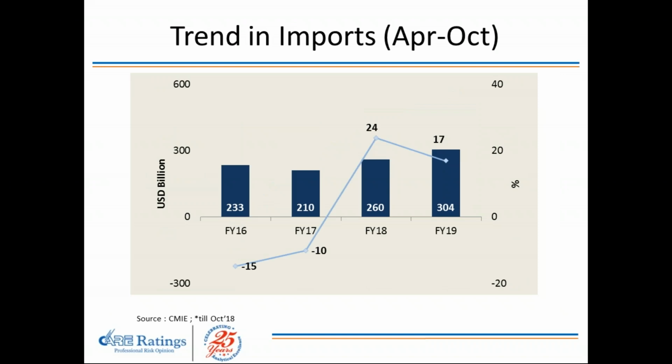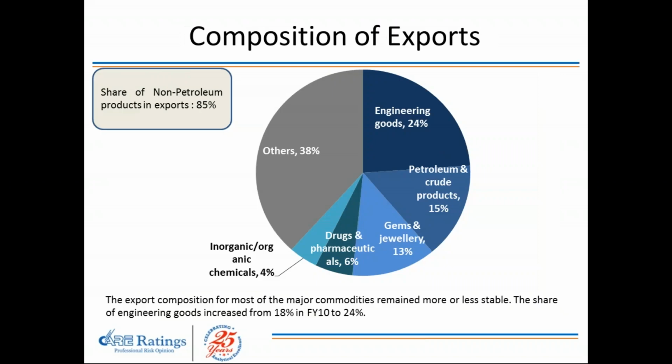I will now brief you all about the composition and growth of India's exports and imports. The top 5 commodities that comprise India's export basket currently account for over 62% of its total exports. These commodities include engineering goods, petroleum products, chemicals, gems and jewelry, and drugs and pharmaceuticals. Engineering goods have the highest share of 24%, followed by petroleum products at 15%, gems and jewelry at 13%, and inorganic chemicals at 4%.